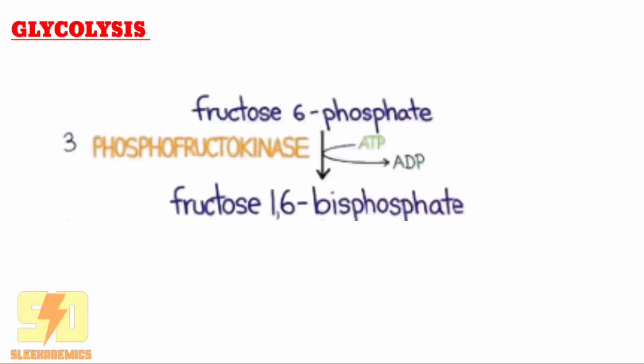Fructose 1,6 bisphosphate simply means that out of the 6 carbons of the fructose, one phosphate group is on the first carbon and another phosphate group is on the 6th carbon. And bisphosphate simply means they are not close to each other.